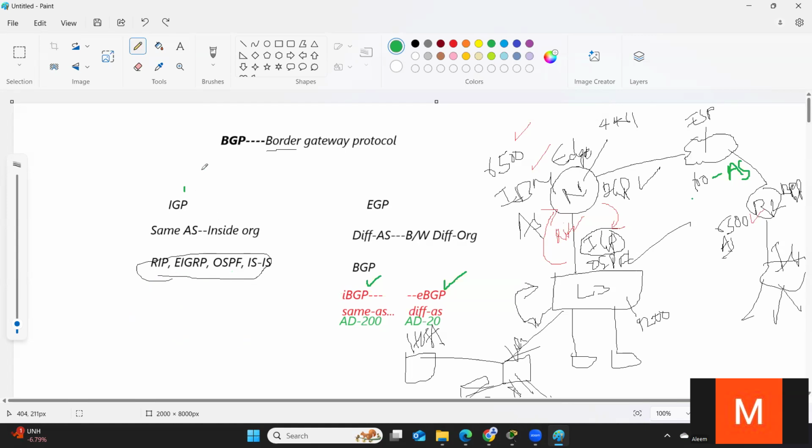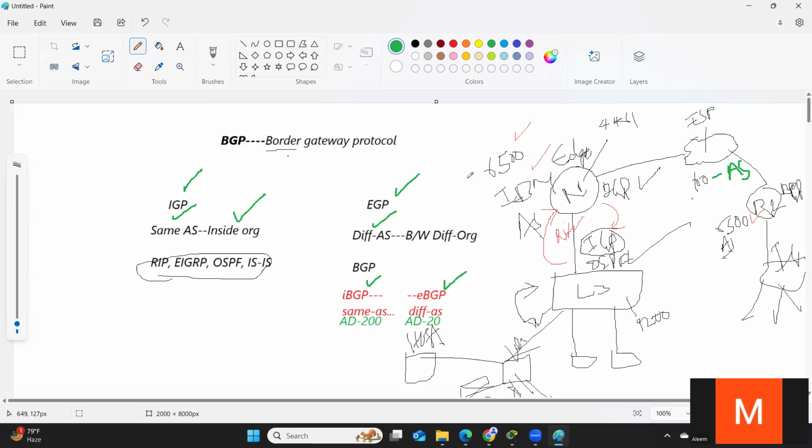And these are the IGP protocols, meaning they work within the same AS, inside the organization. EGP will work between the AS, meaning two different AS and two different organizations. If we want to communicate over the internet between our different location branches, we need the BGP protocol. In that also we have two neighborships, IBGP and eBGP. IBGP is used when we are using the same AS, and it stands for interior border gateway protocol, and eBGP stands for exterior border gateway protocol.